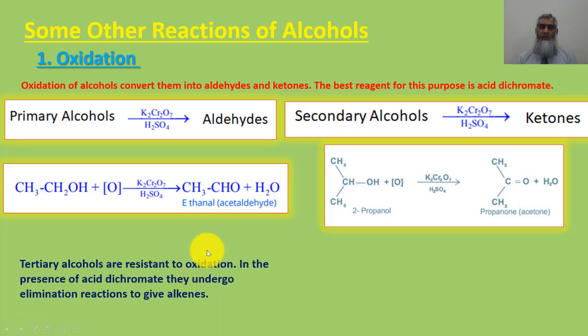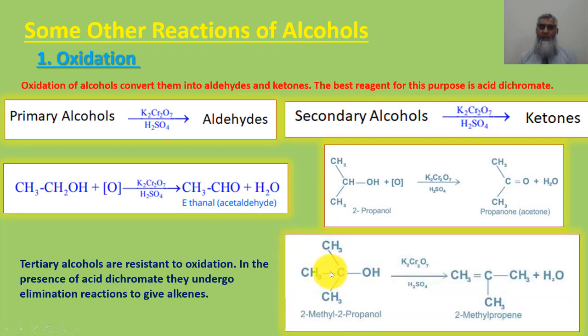Tertiary alcohols are not oxidized by oxidizing agents. They are resistant to oxidation. So in the presence of acid dichromate, they undergo elimination reactions producing alkenes. They will not be oxidized, rather elimination reactions will take place, and the product produced will be an alkene.